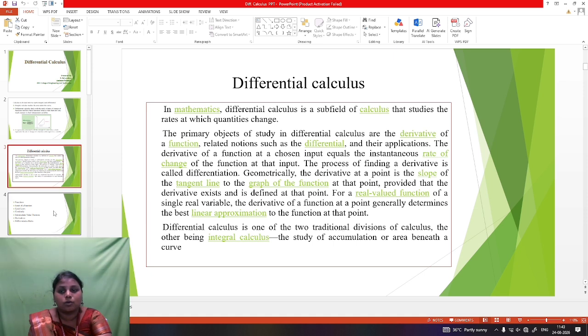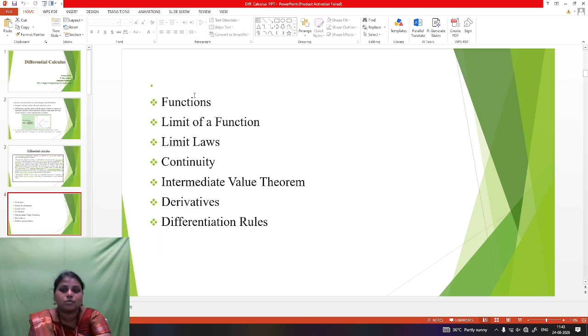Today we are seeing the topic differential calculus. Differential calculus has many topics. The first one is functions, second is limit of a function, third is limit laws, fourth is continuity, fifth is the intermediate value theorem, sixth is derivatives, and seventh is differentiation rules.